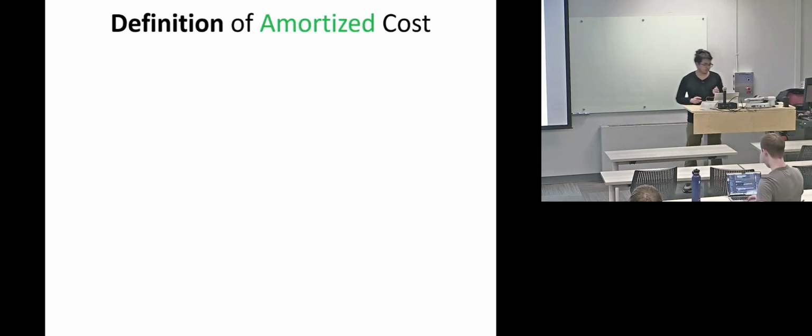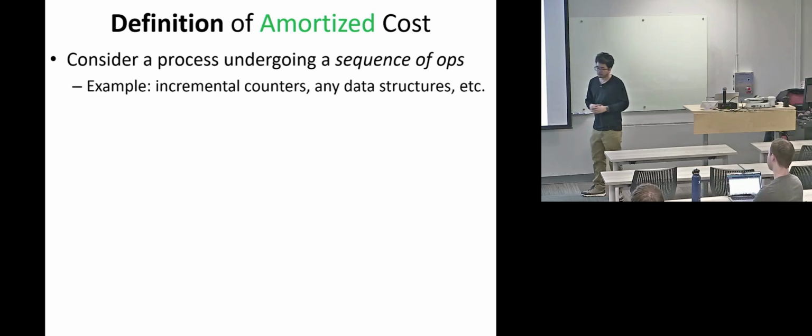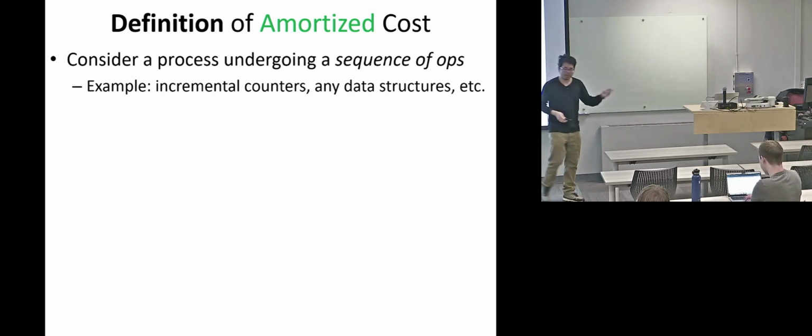Okay, so here is the definition. I think you get an idea of what amortized cost is now, but I'm going to go through it anyway. It makes sense to talk about amortized cost when there is a process with some sequence of operations, for example, in the previous slide, when you keep incrementing counters, there are many operations.